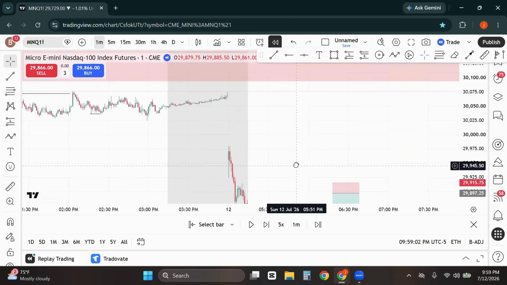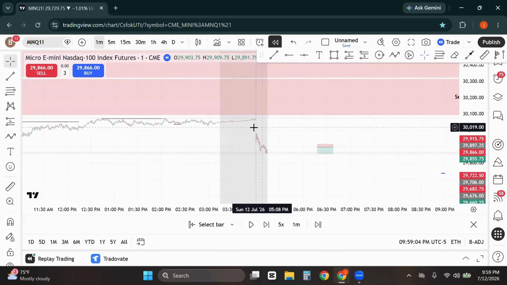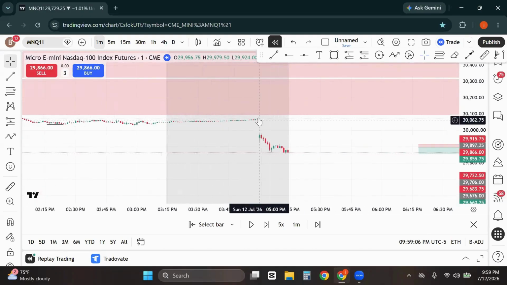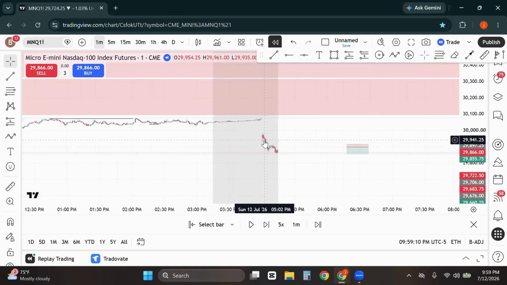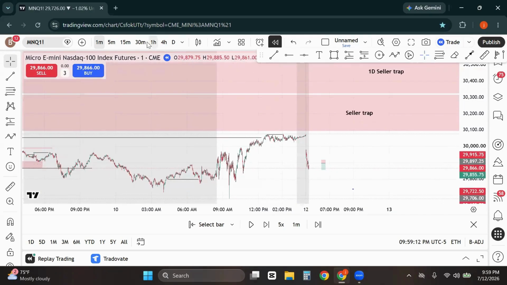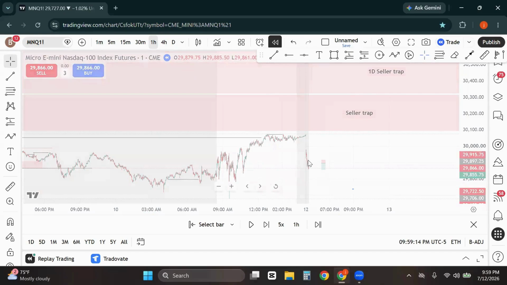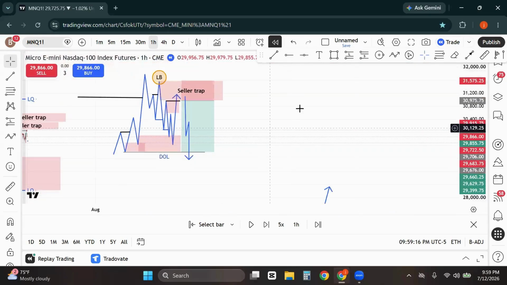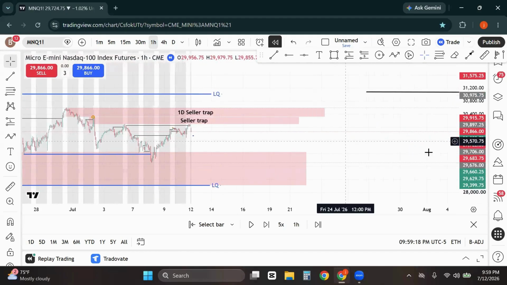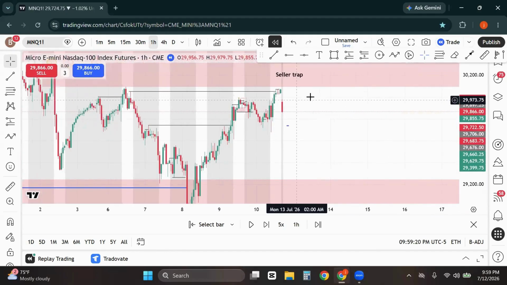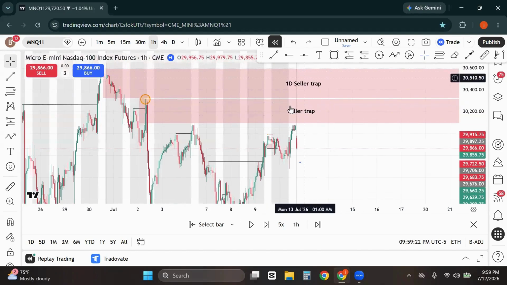So we had the opening gap happen right here. This is the Asia session, the 5 o'clock session Sunday open. We had a big opening gap, which was pretty expected because of what happened over the week and over Friday, waiting for these traps to get set.